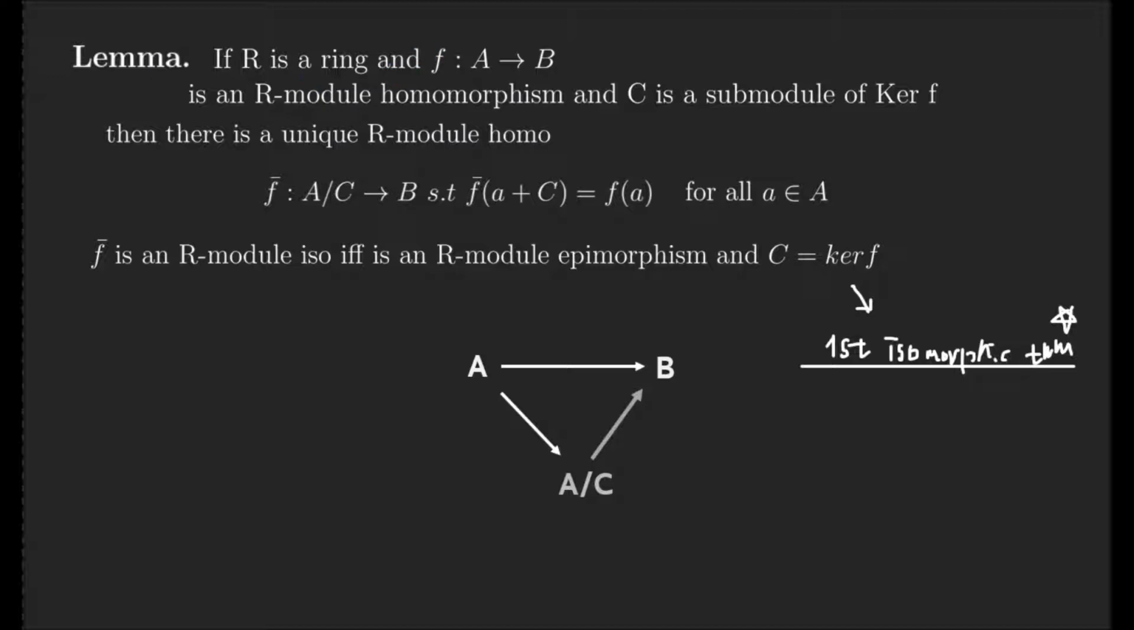If R is a ring, f is an R-module homomorphism, and C is a submodule of the domain of f, so in this case C is a subset of the domain of f, and C is a submodule of the domain of f. If we consider this theorem in the group sense, f: A to B is a group homomorphism, and we can consider C to be the normal subgroup. This means C is the kernel of f.